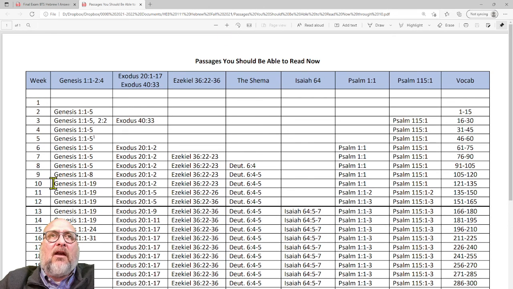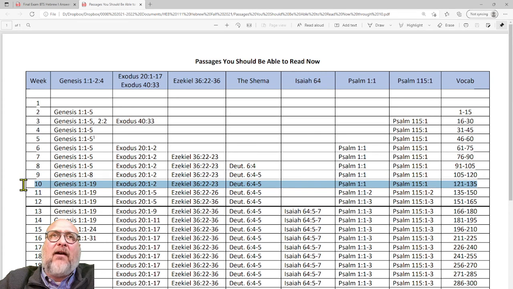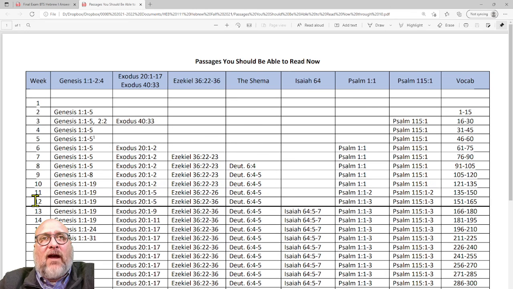So we're in week 10, so we added 9 through 19. We've done Exodus 1 and 2. We've done Ezekiel 22 and 23. Deuteronomy 6:5. We've done Psalm 1:1, Psalm 115:1. And we've done the vocab 121 to 135. So this is what we should have this week. So I'm going to go ahead, and you have access to the Dropbox, so you can look at the final. The final we will do through this material.